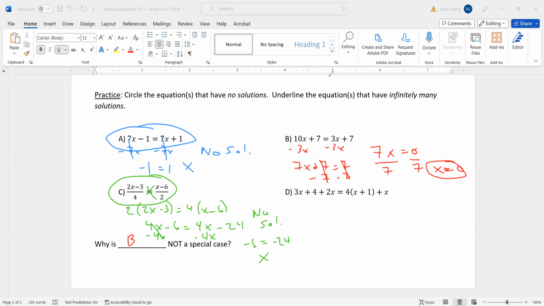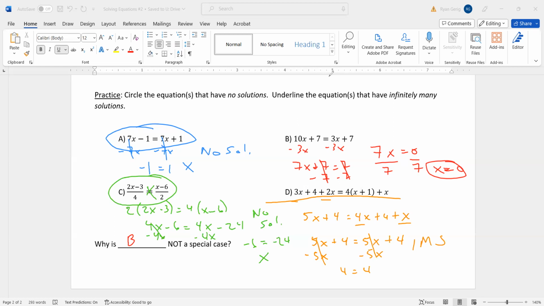Last one, you can probably guess what's going to happen here, but let's just do it anyway. 3x plus 2x is 5x plus 4. Distribute the 4, I get 4x plus 4 plus x. So I'm going to add the 4x and x and get 5x plus 4 equals 5x plus 4. A lot of you, that's enough to see that these are identical on the left and right. So these are going to have infinitely many solutions. But if you want to keep going, you get 4 equals 4. So this is going to have infinitely many solutions. I'm going to underline this equation because that's what the directions said.